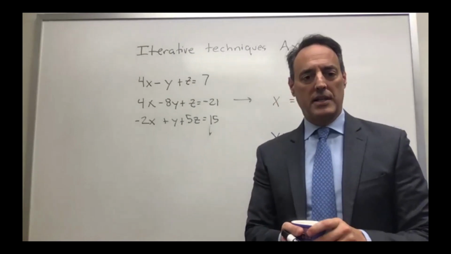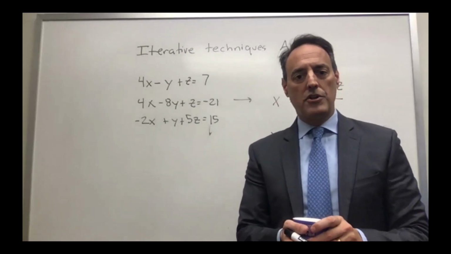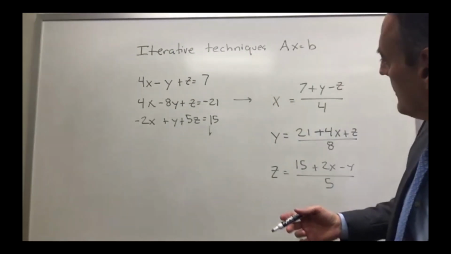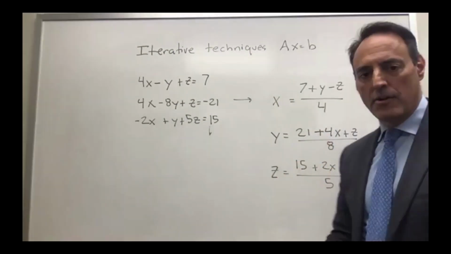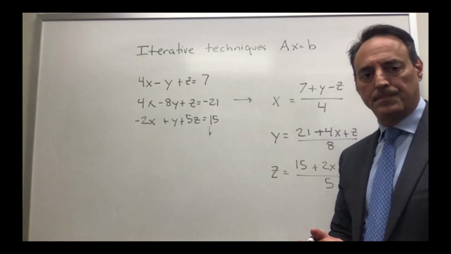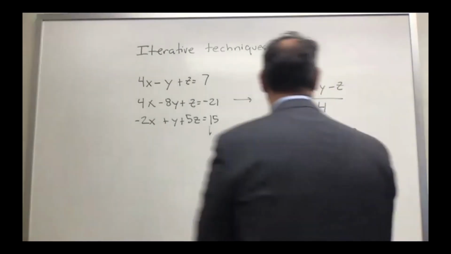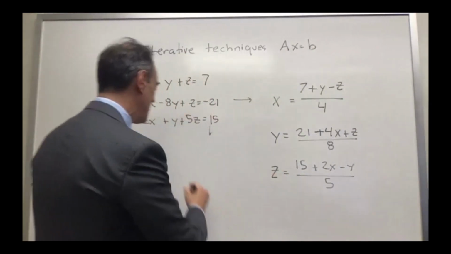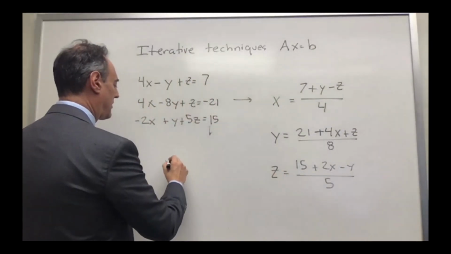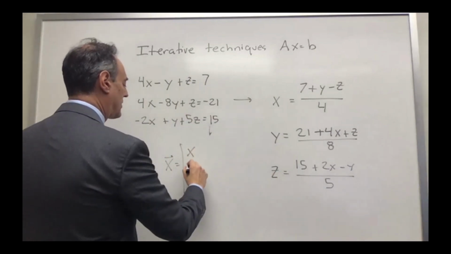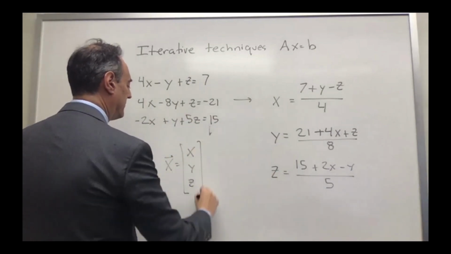And now here's where it gets kind of interesting. What we're going to do is take these and make an iteration scheme out of them. Here's what I'm going to do with the iteration. I'm going to give you some initial guess, a vector which has initial values of x, y, and z.